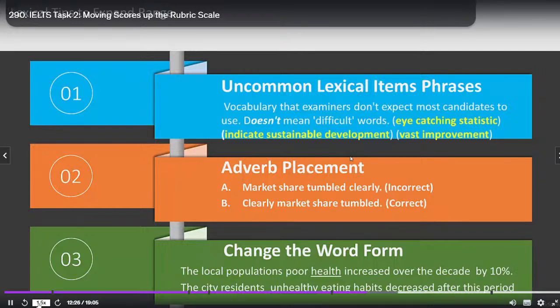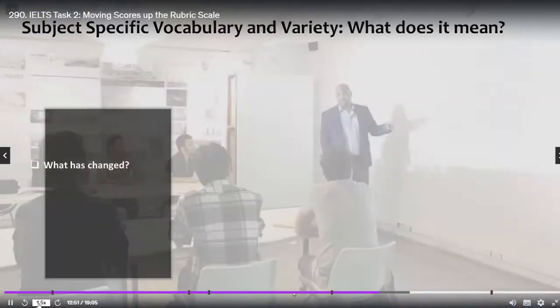Making sure that your adverb placement is correct is very helpful. And also, improving your lexical range can simply be done by showing the change in word form. Going from the word health, from poor health, in number 3, poor health, and then in the next sentence, shifting to unhealthy.